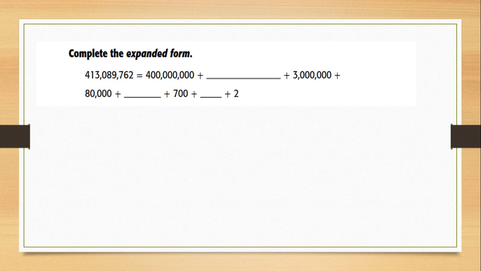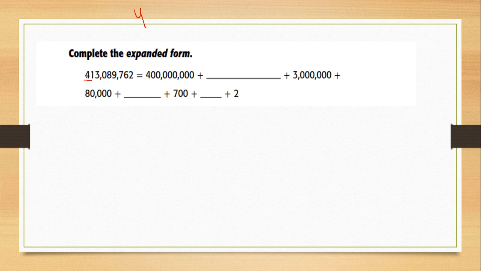Now let's see another question. Here he wants from you to complete the extended form. He gave you this number, and he wants from you to write each digit alone, okay? Like we did in the last lesson, we will start from left. The first digit we have here is 4, but if we write 4 like that, it will be 4 ones, right? But here it's not 4 ones. Here it's 400 million. How we can differentiate between 4 and 400 million?